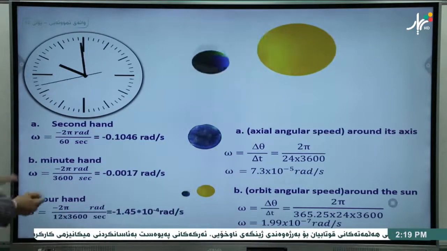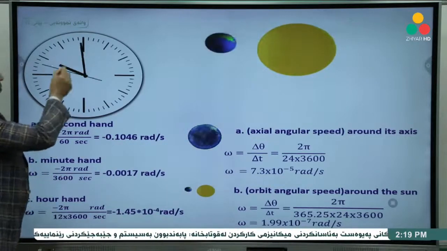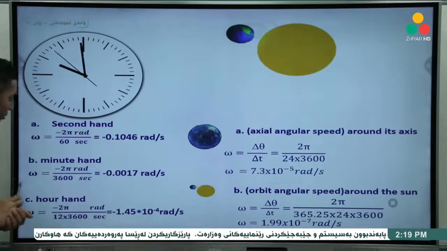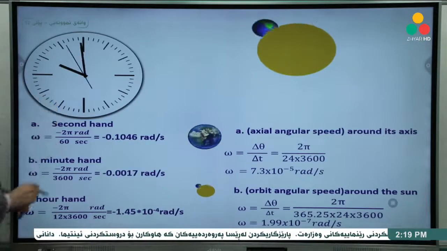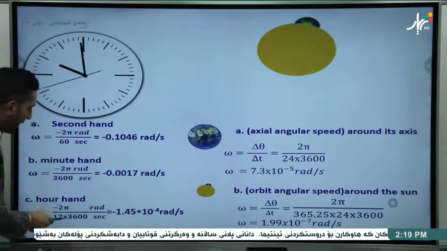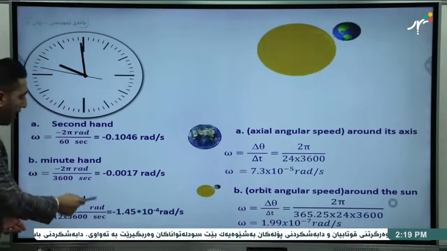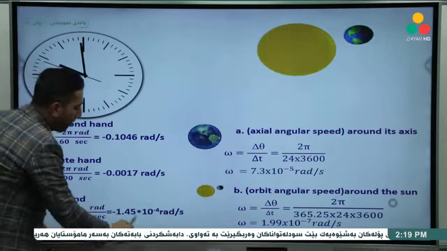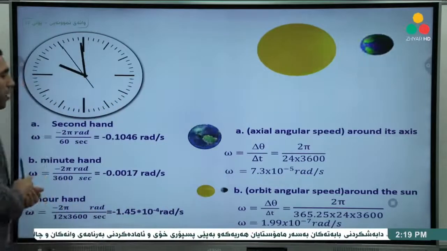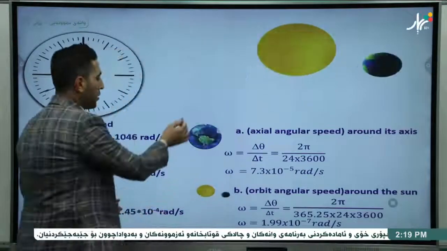And the last one, the hour hand. For the hour hand, for one revolution, its angular displacement is equal to, again, negative 2 pi. And the time is equal to 12 hours. Convert to seconds, again, times 3,600, so it is equal to negative 2 pi over this number, in rad per second. The angular speed is constant, and its angular acceleration is equal to 0.